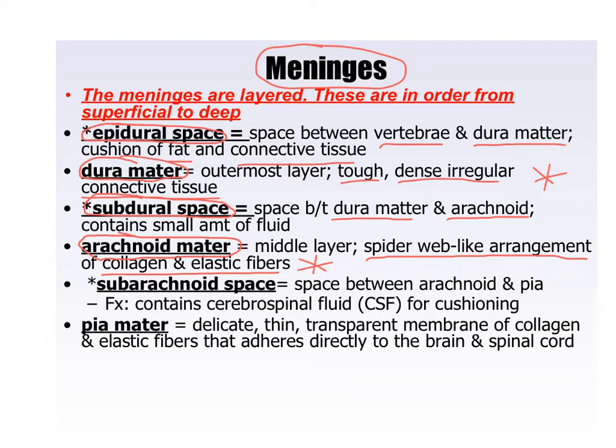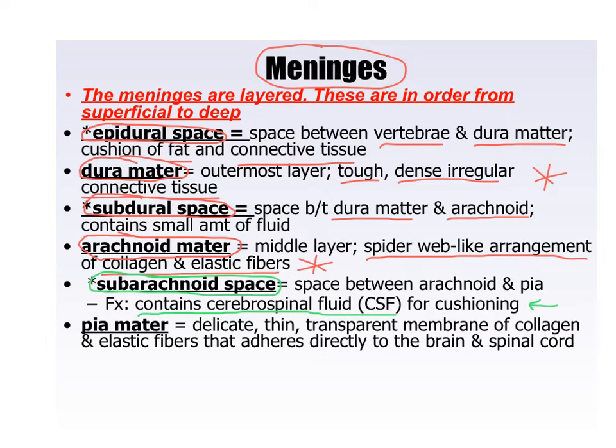The next one, deeper or deep of the arachnoid mater, is the subarachnoid space. Now this one does have a particularly important function. So this is between the pia mater and the arachnoid mater, and this is what contains the cerebrospinal fluid, or CSF, which is important for cushioning both the brain and spinal cord, and it also helps to nourish and get rid of waste and give things that the brain and spinal cord need, like oxygen and glucose.